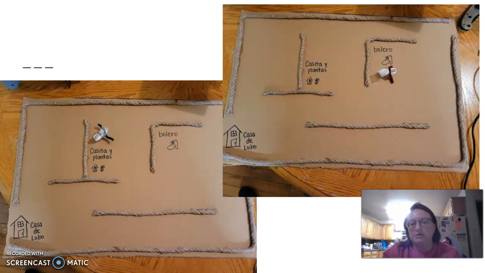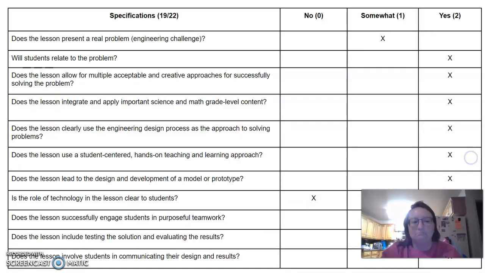So the other thought I had was using the different colors to help delineate where we were going first, where we were going second, and using the pipe cleaners bent different ways to help them maneuver.